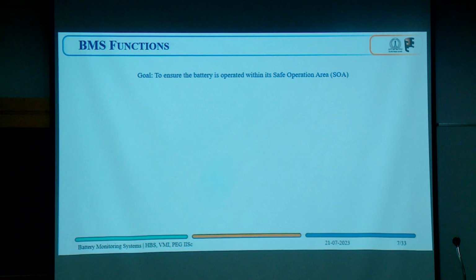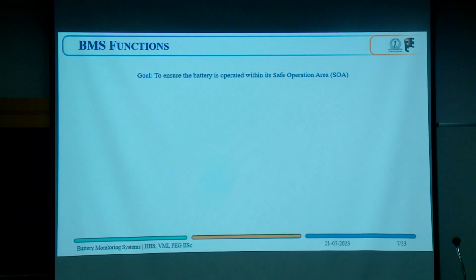Now, we were talking about why BMS. BMS is there to ensure that our battery or the cell is being operated in the safe operating area. So the goal is to ensure the safety, and how is it accomplished? After the BMS detects an abnormal condition, it can send a signal to the charger, or it can itself stop the charging.